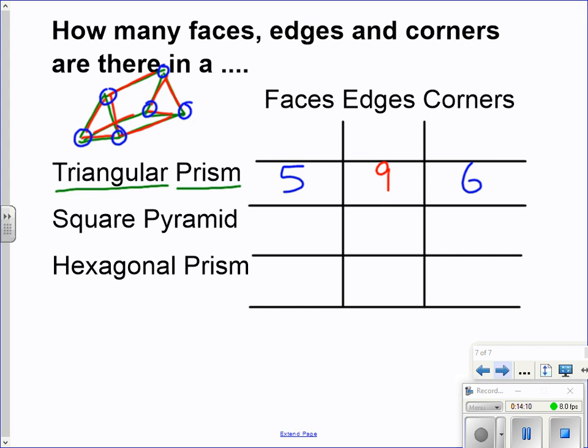All right, let's try a square pyramid. Again, square pyramid is square on the bottom, pyramid on the top. This is going to be a really ugly one, but I apologize. It all comes to a point right there. So how many faces we got? We got 4 on the sides and 1 on the bottom. We would have 5 faces. Is that right? Yes. 1, 2, 3, 4, and a bottom. 5 faces again.